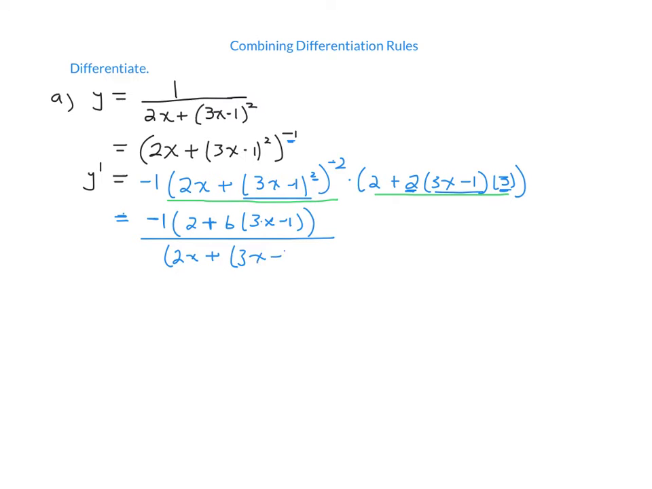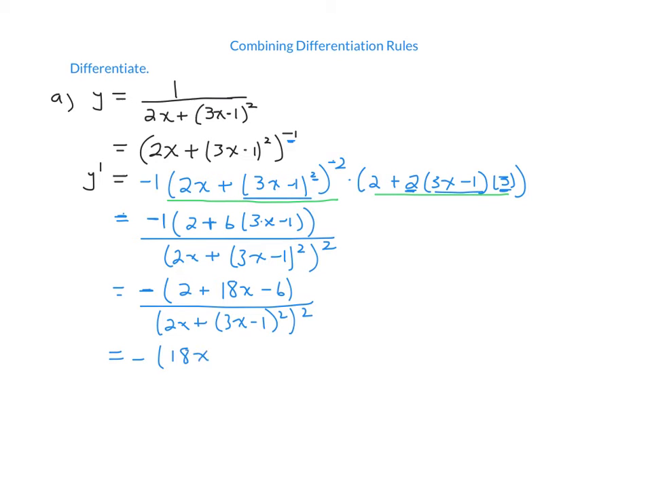All right, and I'm just copying down that part here, and now it's moved to the bottom, so its exponent becomes a positive. Working through this, we've got negative, we're going to have 2 plus 3 times 6 is 18x. 6 times negative 1 would be minus 6. All over that denominator, 2x plus 3x minus 1 squared, all squared. And combining like terms on the top, we're going to have negative, and then 18x minus 4.